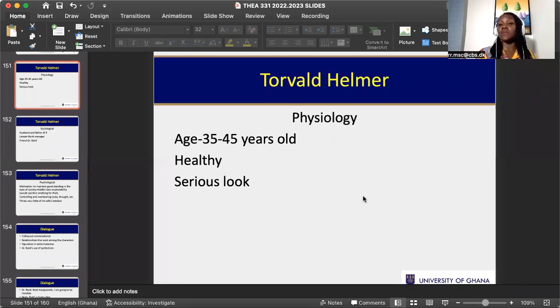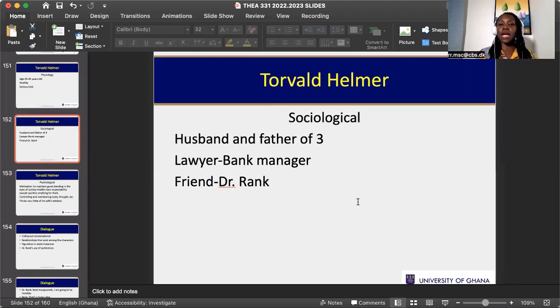In terms of his facial expression, we can say he has a serious look because he takes himself too seriously. And you can see it with the middle class respectability mask he wore during the masquerade party. His sociological aspects, we know he's a father and he's a husband. He has 3 children. He's a lawyer. Now he has been promoted to bank manager in terms of his occupation.